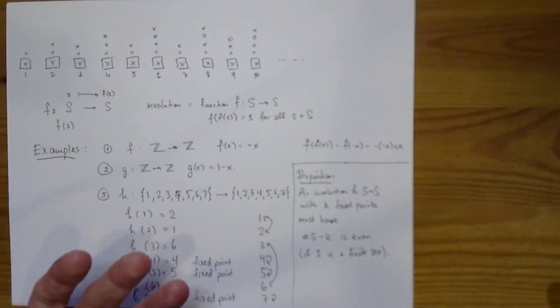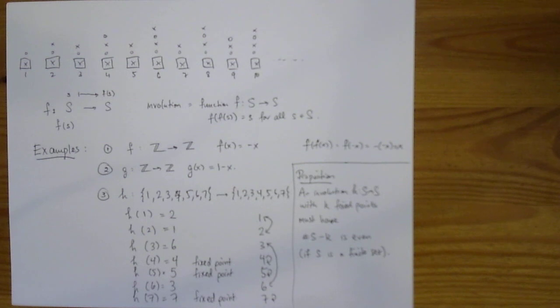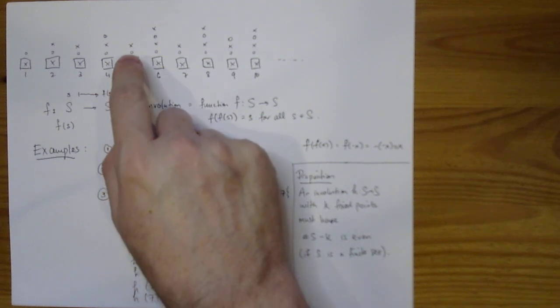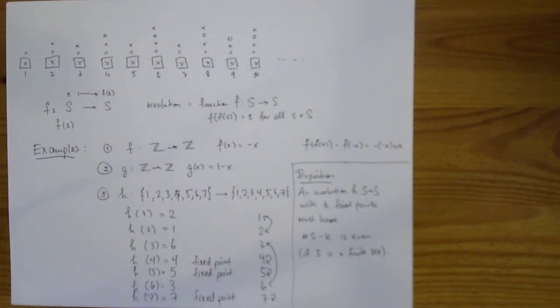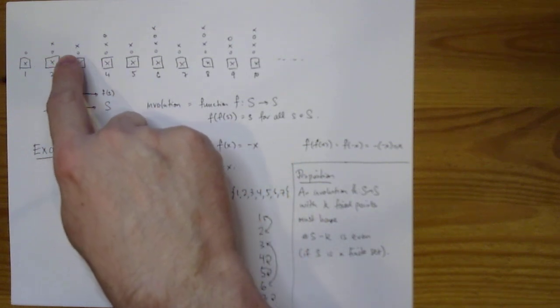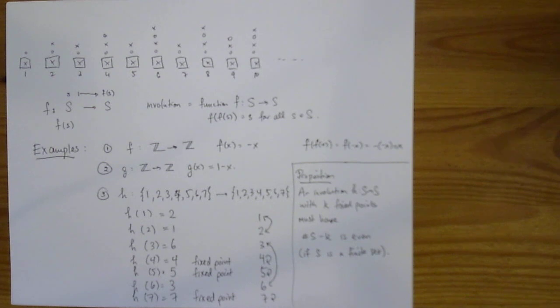So how many times in general does something get its lock changed? Well, it's the number of factors that number has. 6 has 4 factors, 1, 2, 3, and 6. So prime numbers like 5 and 7 have exactly 2 factors, 1 and themselves. So all of the prime numbers get changed exactly twice.